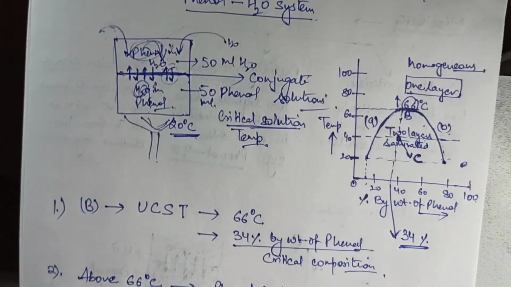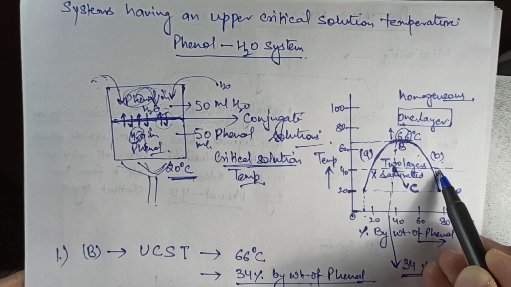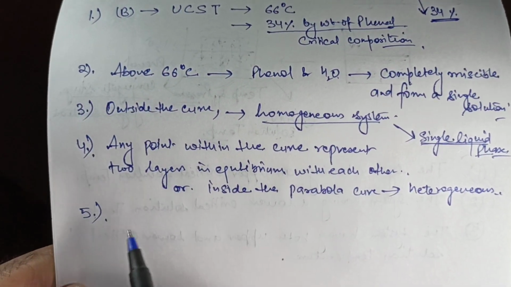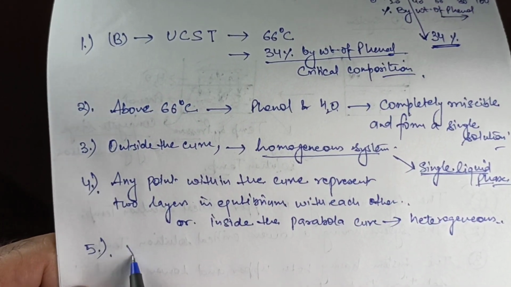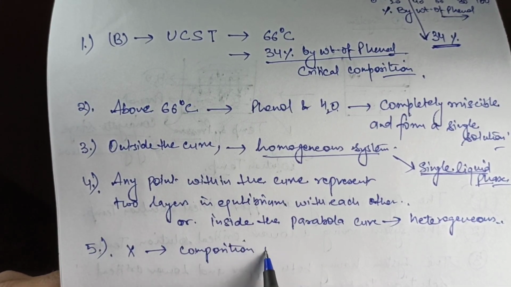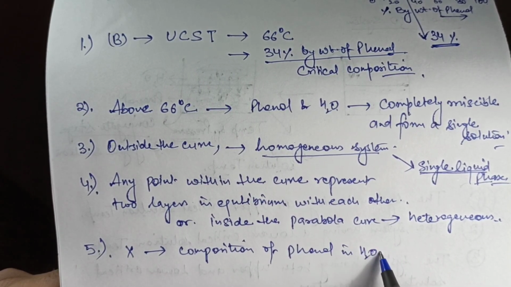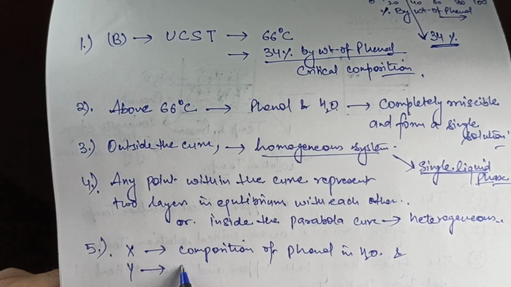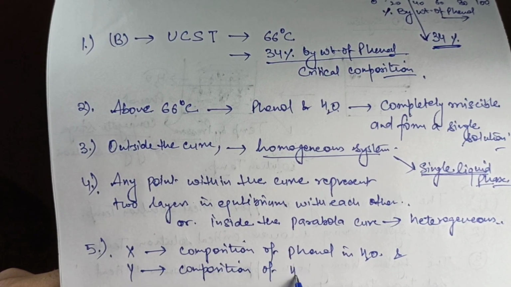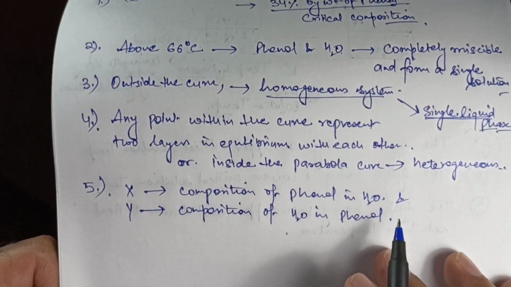Now the line which intersects the curve, that is at point X here, and we have a point Y here. Now the point X represents the composition of phenol in water, and the point Y represents the composition of water in phenol.